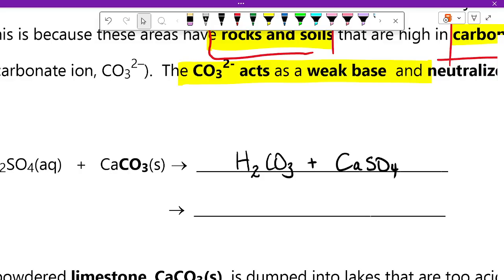And once you have H2CO3, what can it become? H2O and CO2.